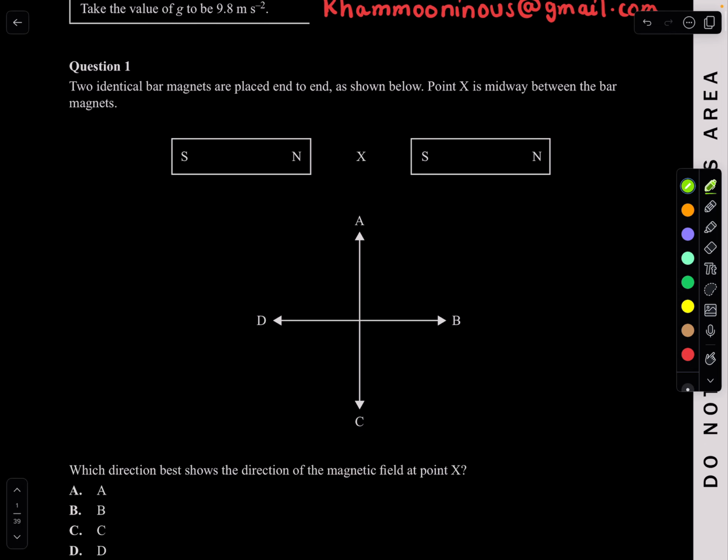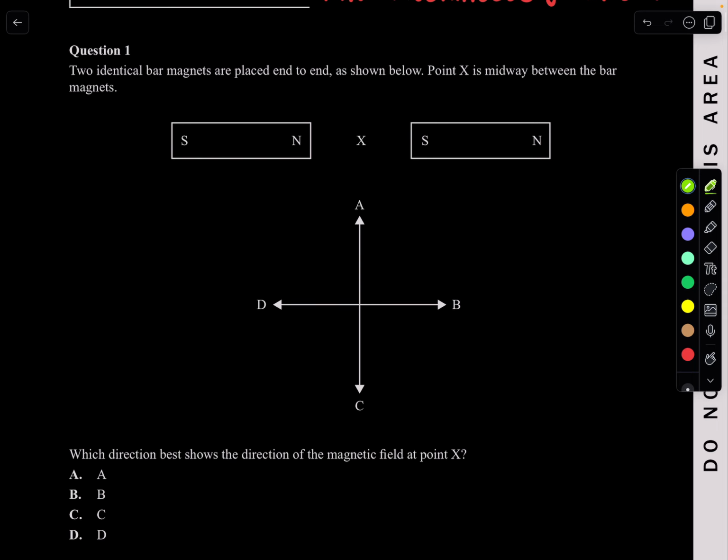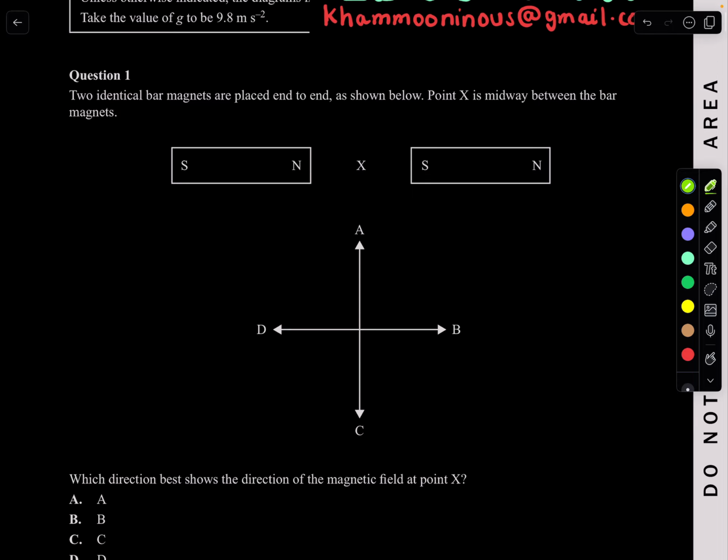Question 1. Two identical bar magnets are placed end to end as shown below. Point X is midway between the bar magnets, okay? Which direction best shows the direction of the magnetic field at point X?